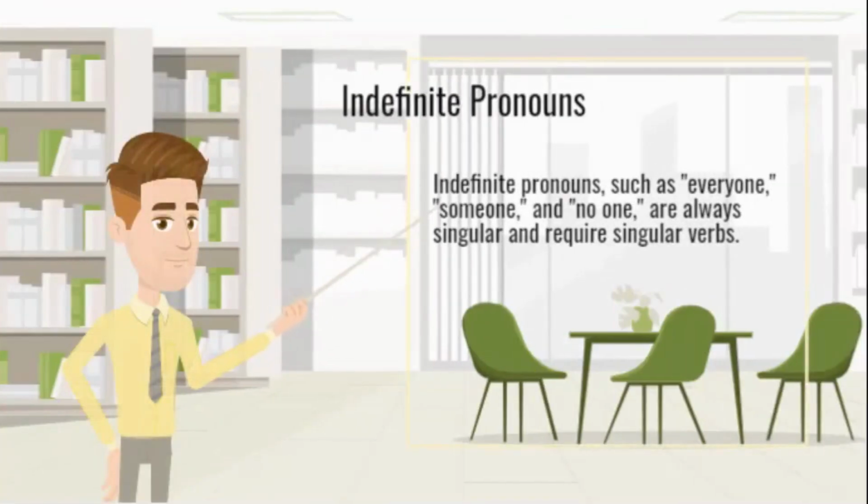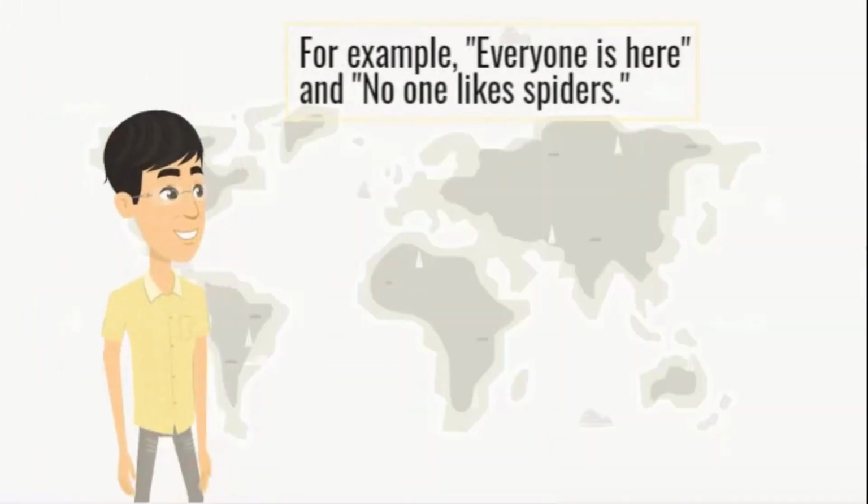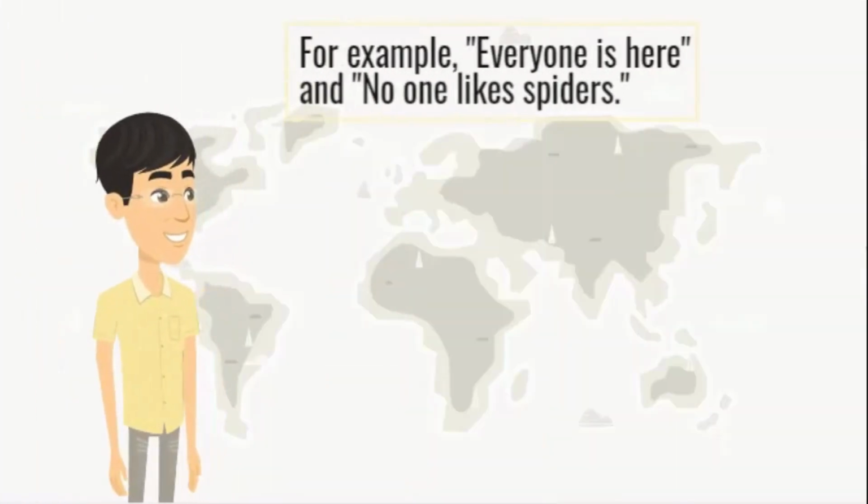Indefinite pronouns. Indefinite pronouns, such as everyone, someone, and no one, are always singular and require singular verbs. For example, "everyone is here" and "no one likes spiders."